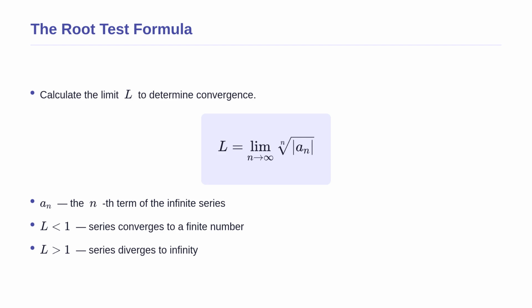If the resulting limit L is strictly less than 1, the series converges. If L is greater than 1, it diverges. If L equals exactly 1, the test fails completely.